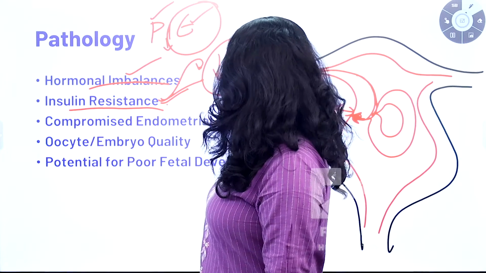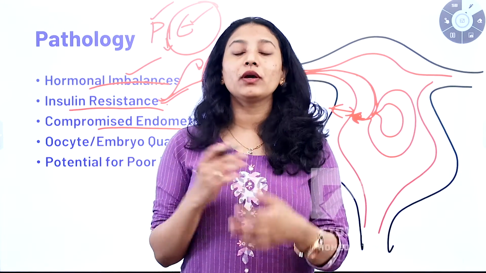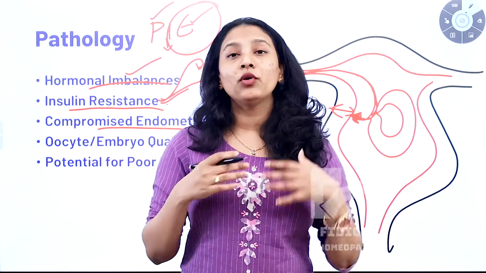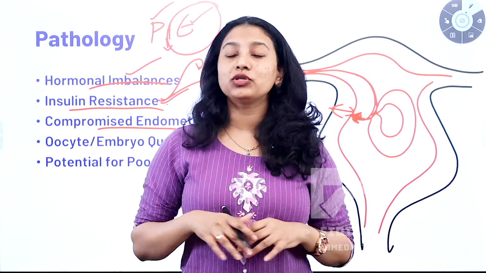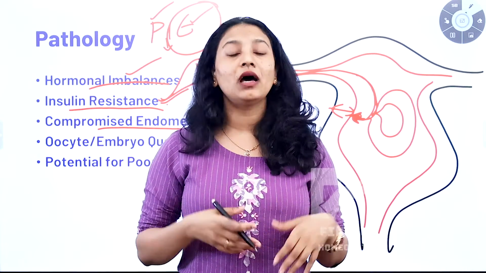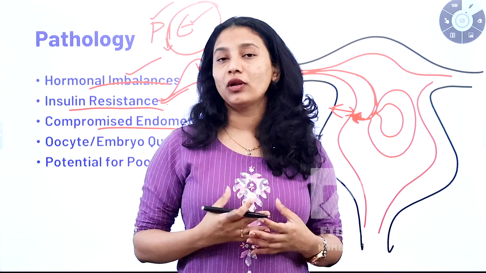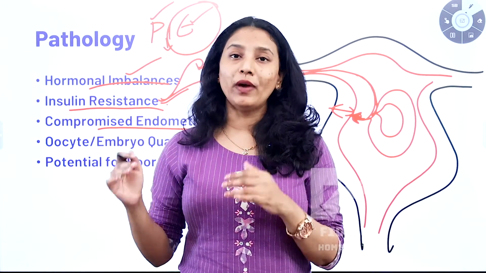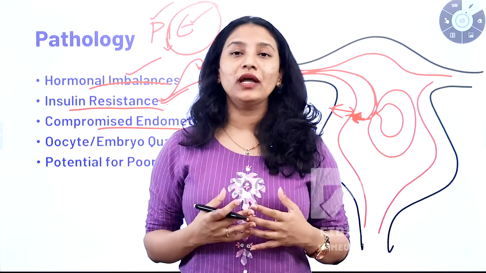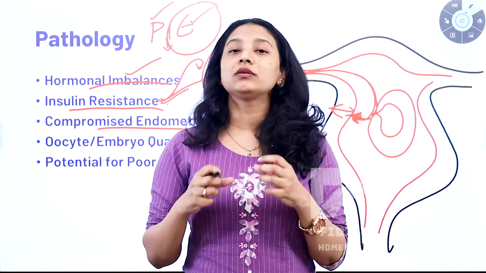And then compromised endometrial environment. Because of hormonal fluctuations, it can be increased E1 in the body, decreased progesterone, increased LH or decreased FSH, hyperprolactinemia. The endometrial layer is very sensitive to estrogen and progesterone levels. Whenever they are not in proper balance, the thickness of the endometrium can vary and it can cause miscarriages.